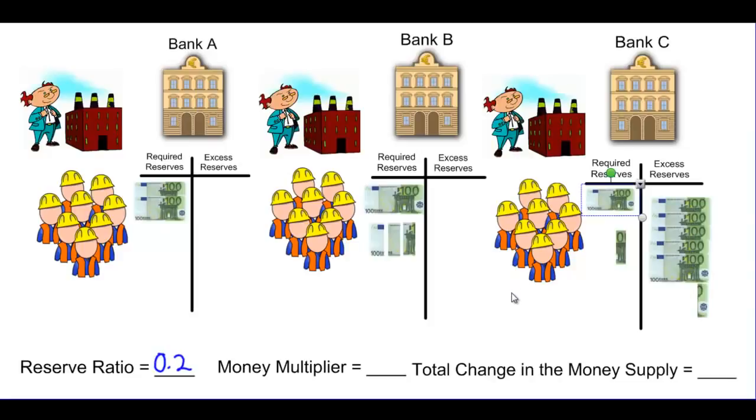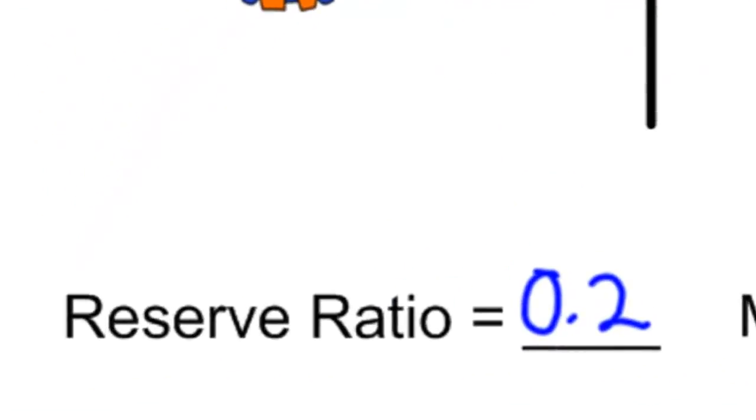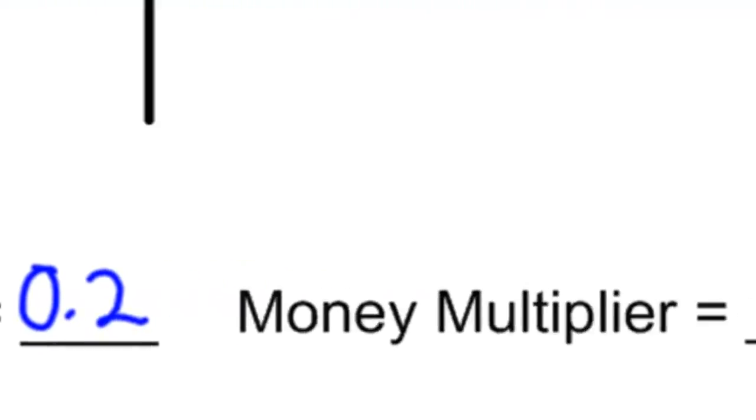Rather, it is a multiple of that monetary base. In this economy, there's only 1,000 euros of hard currency. However, a nation's money supply includes all the money that exists in checking accounts and savings accounts in the banking system. Therefore, with the reserve ratio of 0.2, there is actually a multiplier effect when there is an initial change in deposits in the banking system.